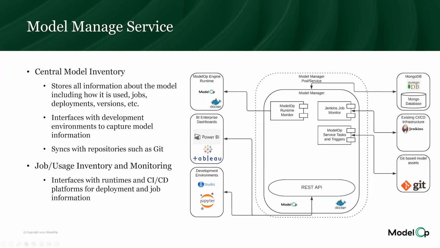Model Manager service. Basically, it interfaces with runtimes and CI/CD platforms for capturing information about the jobs that were run there. So, for instance, if you had a Spark job, we can represent that, or a transform job in SageMaker, we'll talk about more as well. Or even, if a model is put through a Jenkins pipeline, there's a Jenkins job associated with that. And we want to capture that information and make sure you can see how those jobs were actually executed against your models.